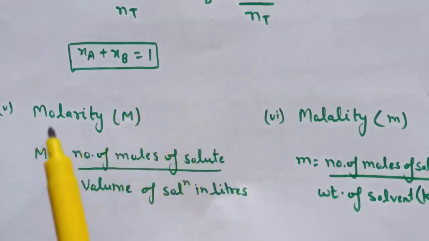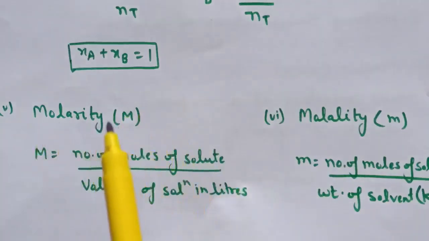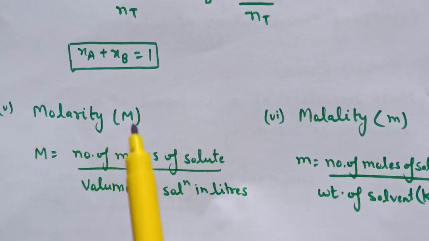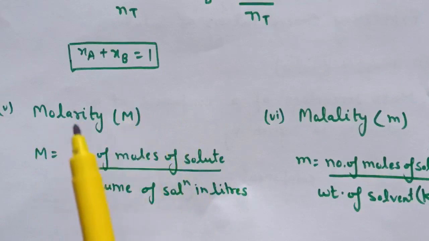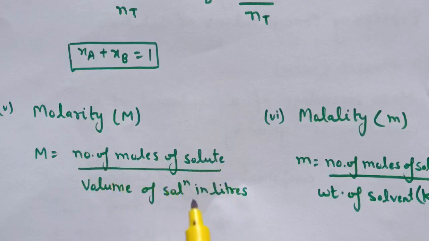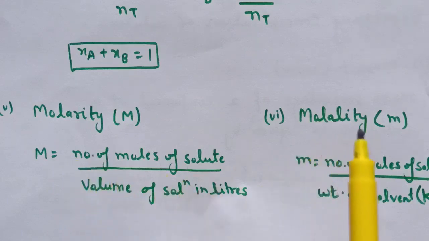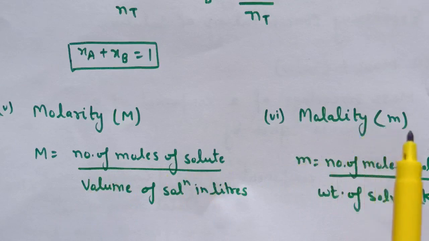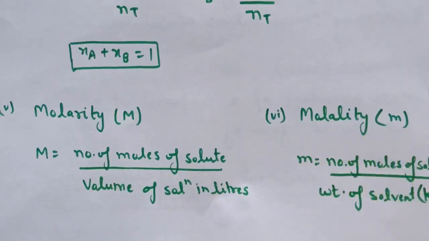Next concentration term is molarity, which is represented by capital M; that is, capital M is the symbol for molarity, and that will be equal to number of moles of solute upon volume of solution in liters. Or you can say that molarity is defined as number of moles of solute dissolved in 1 liter of solution. That is molarity.